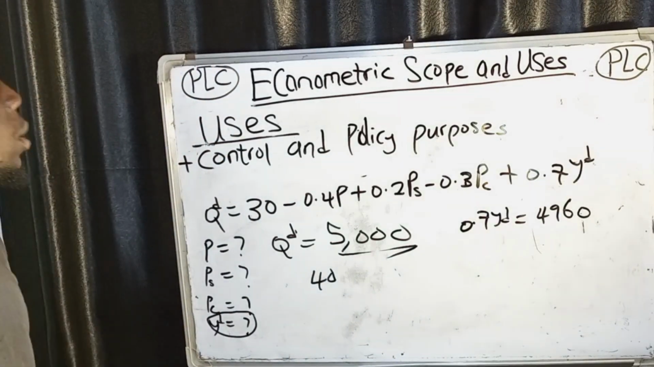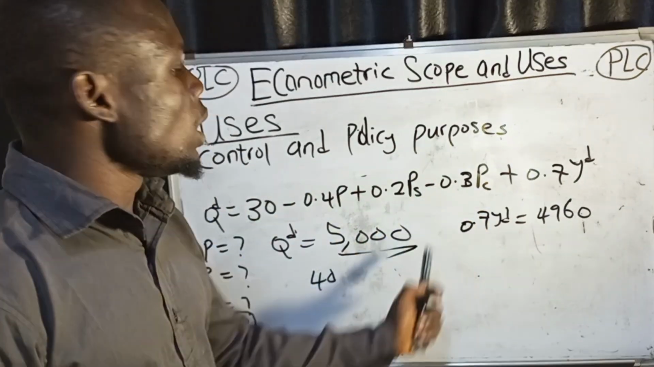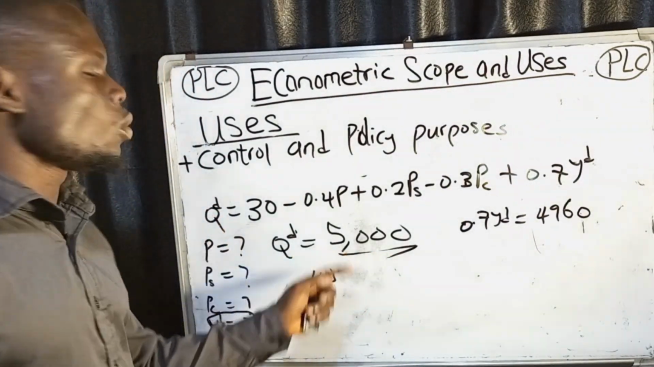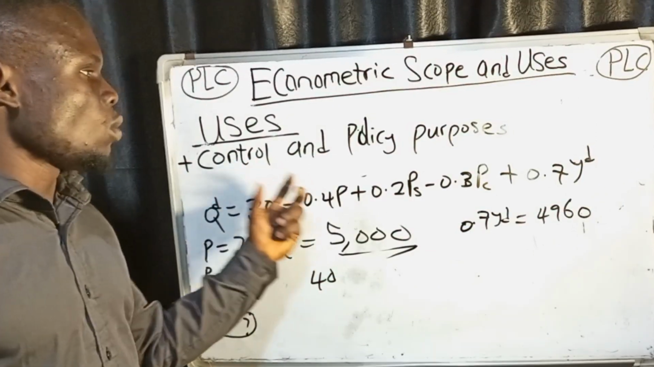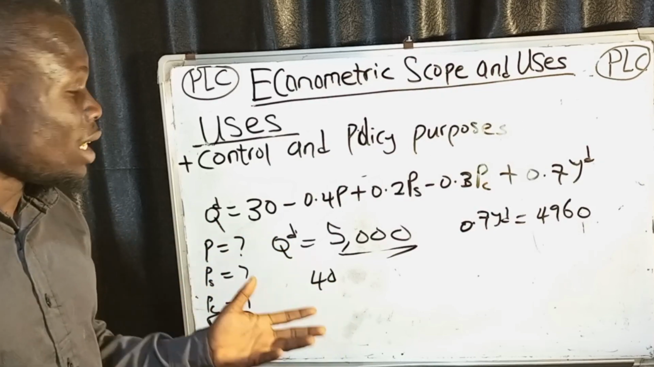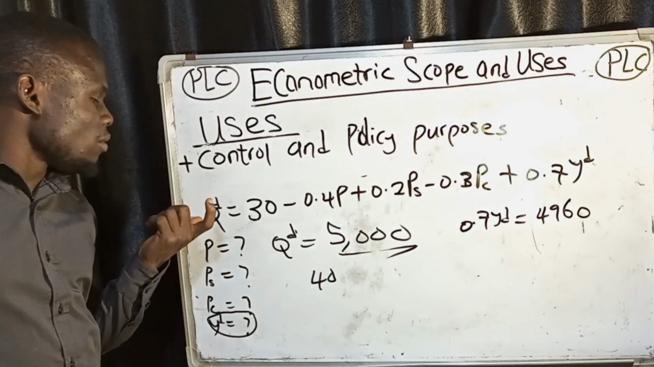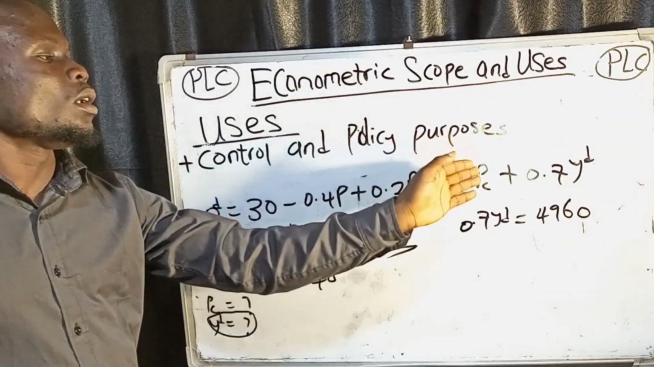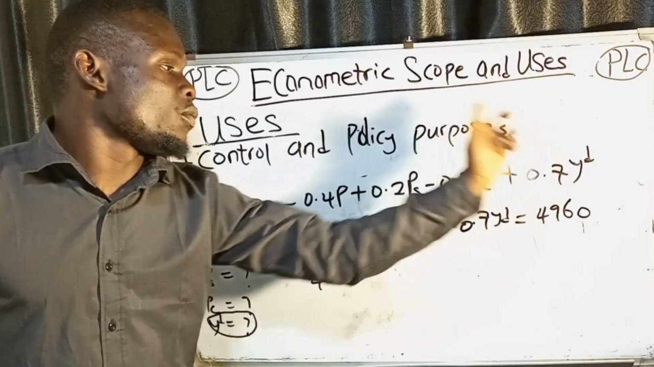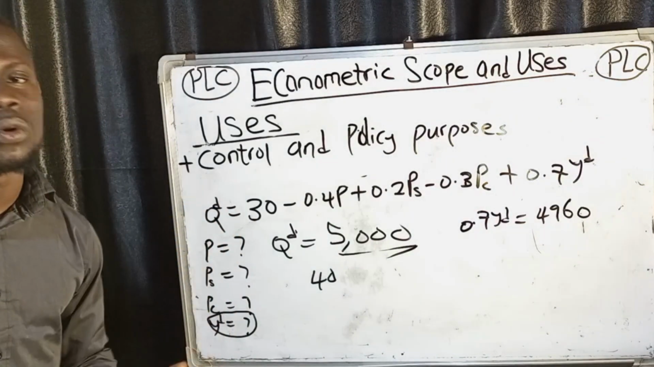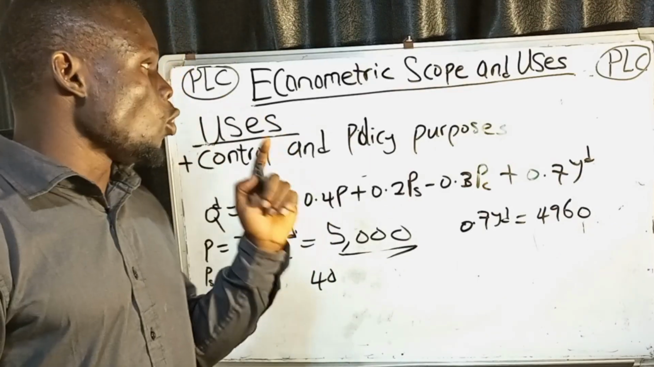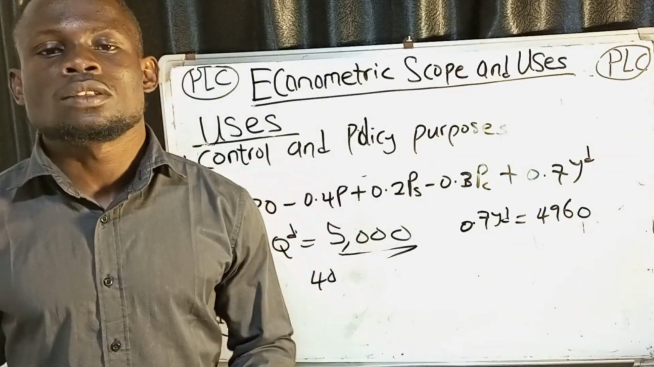As a result, with policies that put our disposable income at that level, we can increase the income so that our quantity demanded equals 5,000. That is for control and for policy purposes. To put it more clearly, for control and policy purposes, we have a figure and we are looking for which of these independent variables we can increase or control in the economy so that we attain a certain level of quantity demanded. And by this we come to the end of the discussion on the scope of econometrics and its uses.